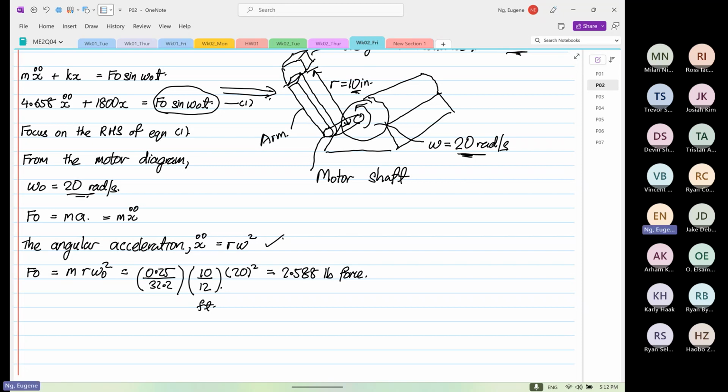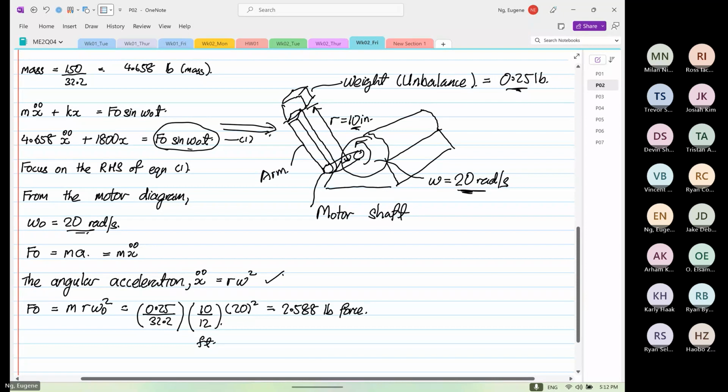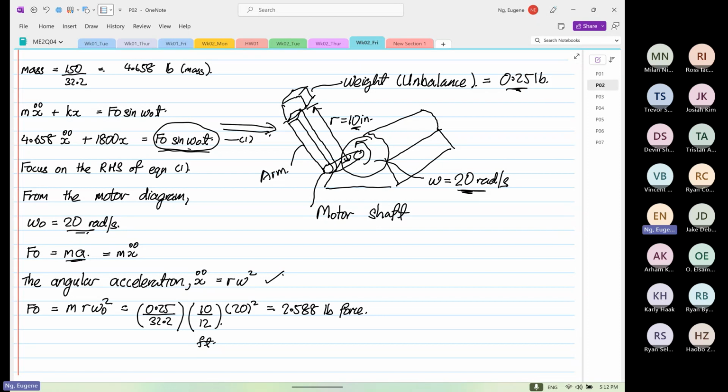Any more hands raised? Are you okay? Yes. F naught over here, is it F naught? Oh, this one. Mass times acceleration. That's it. So the angular acceleration, I did mention, I will derive this.